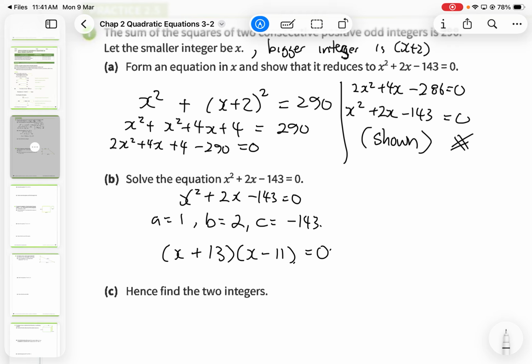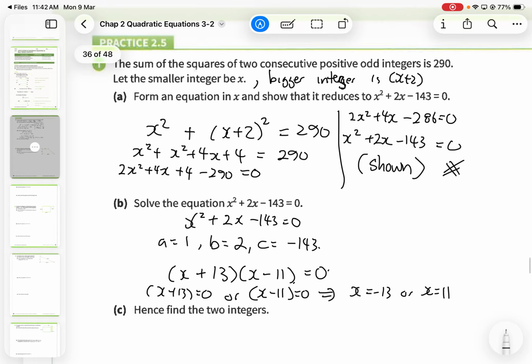But if I solve like that, then I can say x plus 13 equals 0 or x minus 11 equals 0. Then I will get x equals negative 13 or x equals 11. But when I go back to what they tell me, x is a positive odd number. So I cannot have a negative number. So I must reject this negative 13. So x can only be 11.